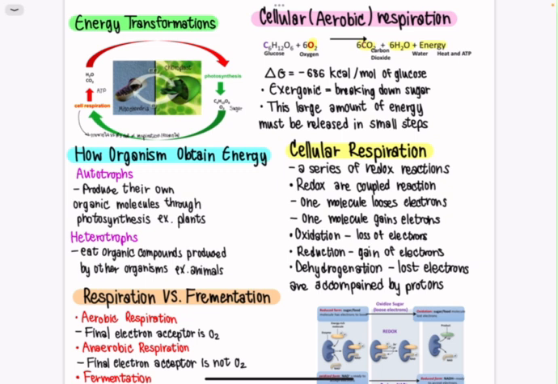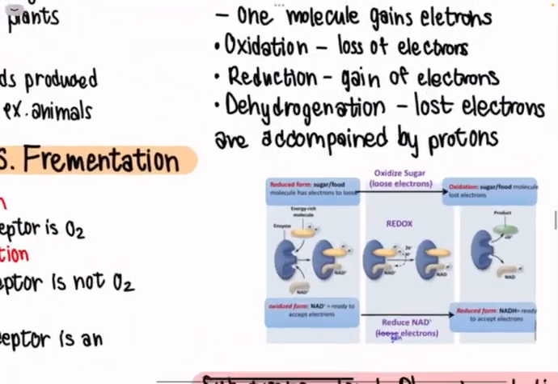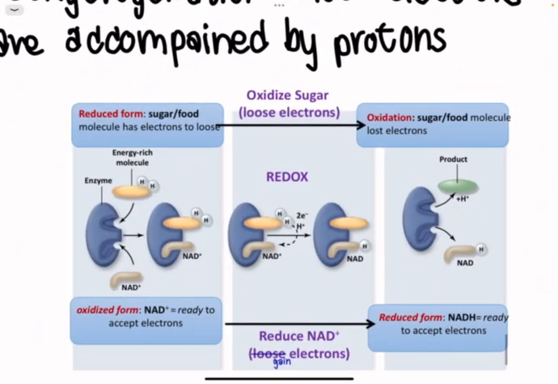Redox. The electron carrier. Electron carriers carry energy from one molecule to another. Electron carriers in cell respiration are NAD+ and FAD. In the reduced form, sugar and food molecules have electrons to lose. Then the sugar is oxidized. Sugar and food molecules lost electrons. The oxidized form NAD+ is ready to accept electrons, and when it is reduced it changes to the reduced form NADH.